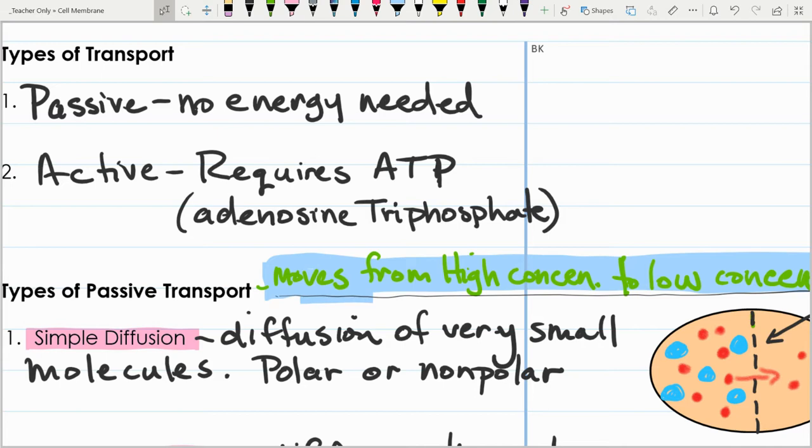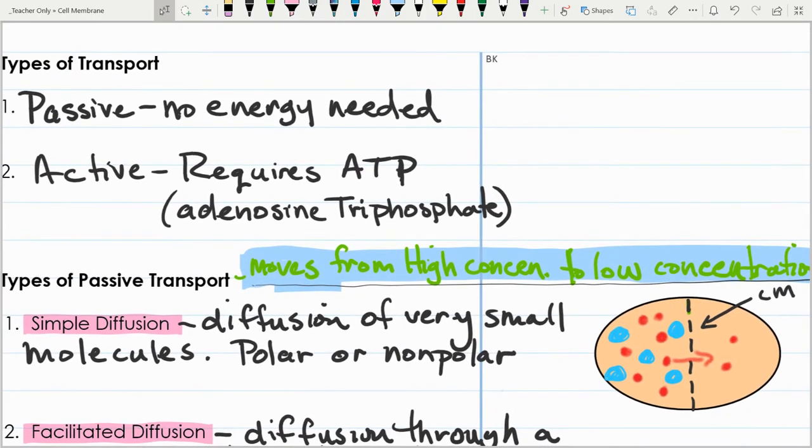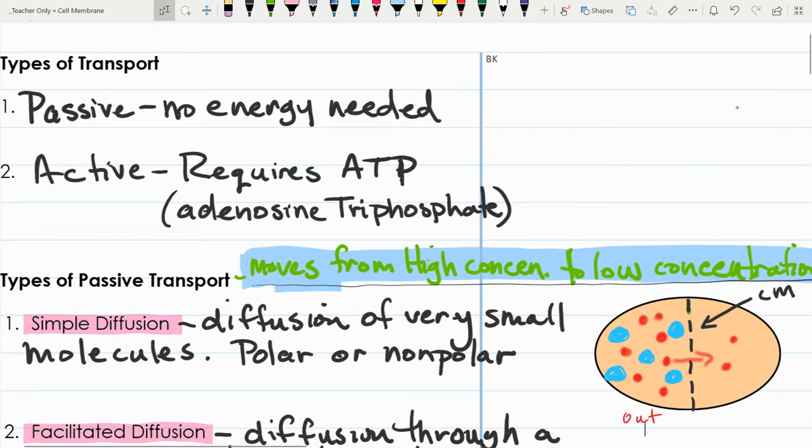So simple diffusion is diffusion of very small molecules. They can be either polar or nonpolar. The little picture here on the right, this is representing the inside and outside of the cell. So maybe on the left side, we can say that this is the outside, and on the right side is the inside. Okay. And the dotted line represents that cell membrane, that semipermeable membrane.